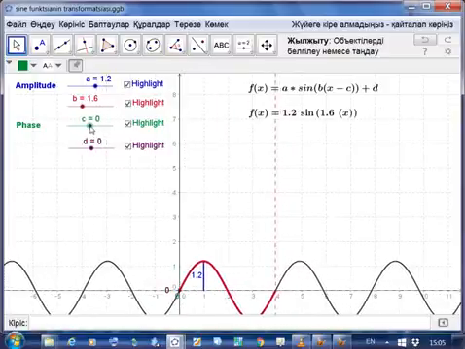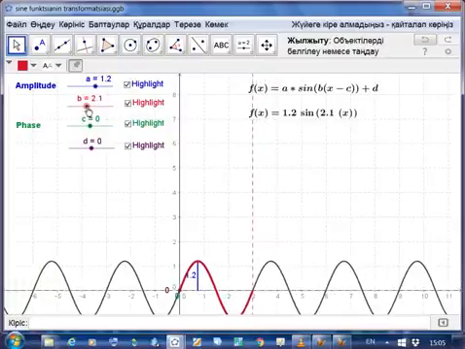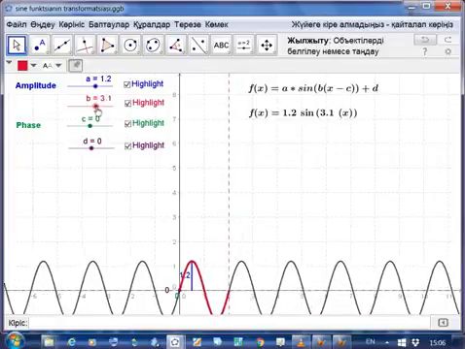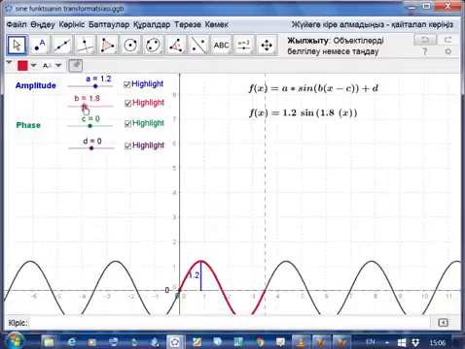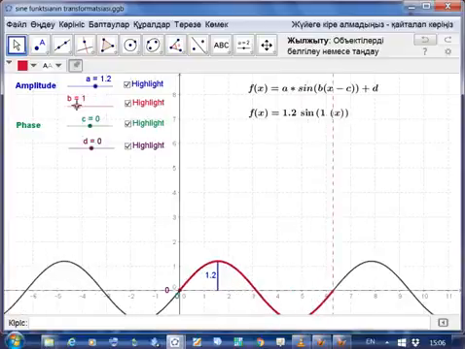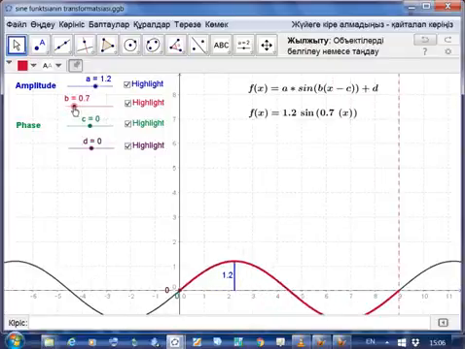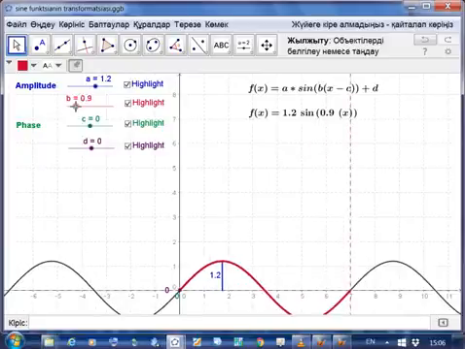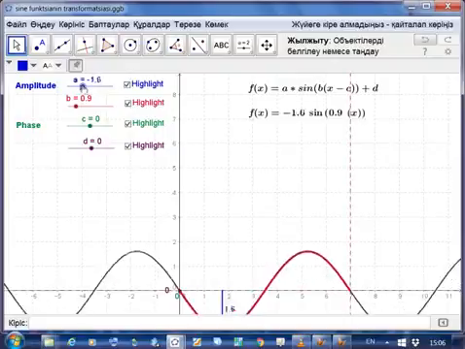Now when we multiply the x, the domain of the function, with a number b, what happens to the graph? For example, if we multiply x with a number b and b is bigger than 1, the graph of the function is shrunk. When b is 1, we have the sine function itself, and when b is less than 1, the graph is what? It's stretching.